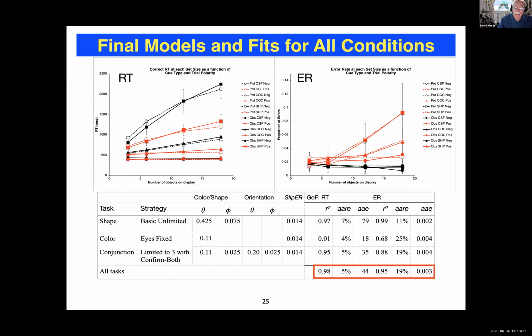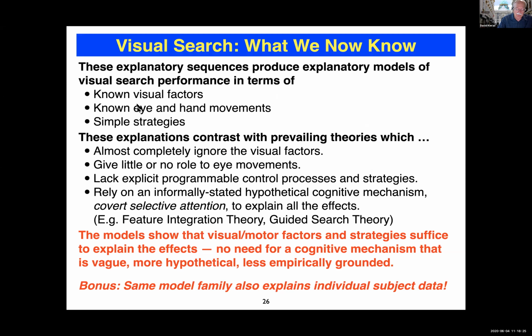metrics. Okay. So what we now know about visual search is we can explain this in terms of these known factors and simple strategies. These contrast with the prevailing theories, which you'll find in the cognitive psychology literature, which almost completely ignore the visual factors, give little or no role to eye movements, believe it or not, lack explicit programmable control processes and strategies, and rely on this informally stated hypothetical mechanism of covert selective attention. And two of these major theories that you may have seen are these two. These models show that the visual motor factors and strategies suffice. We don't need a mechanism that is more hypothetical and less empirically grounded. There's a little bonus. The same family of models also explains the individual subject data very nicely.